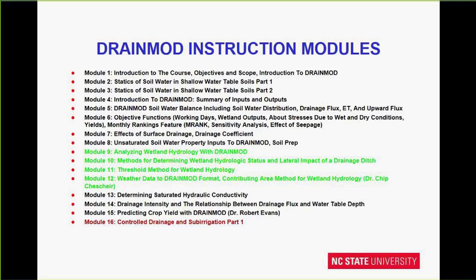In my opinion, the most critical factor in determining how well you do what you're trying to do with a model is the training. If you've got two models that you could choose between to simulate the performance of systems, in this case drainage systems, and you're well trained in using one and not well trained in using the other, even if the one you're well trained in is not the best model for the job, you'll probably do a better job with that model than you will with the one that you're not trained to use.